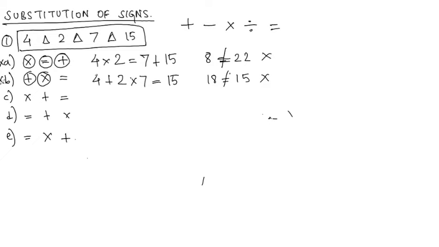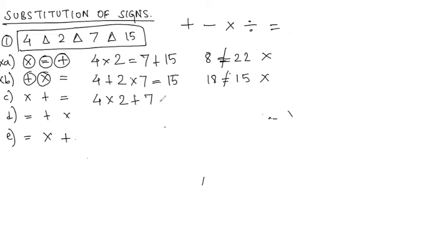Next, option C we will try. So same 4. First, triangle place only. Now you tell me the signs one by one. What should I put here? Ma'am, 4 into 2. Next, 2 plus.